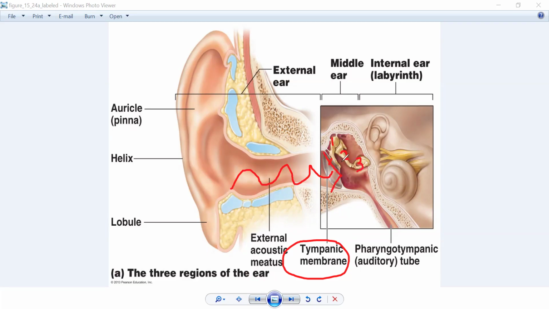The job of the ossicles, these bones, is to provide a bridge so that the sound waves can get to the organ where the receptors are to interpret what you're hearing. So one, the ossicles act as a bridge, and two, the ossicles amplify the sound waves so that you can interpret what you're hearing as being louder.